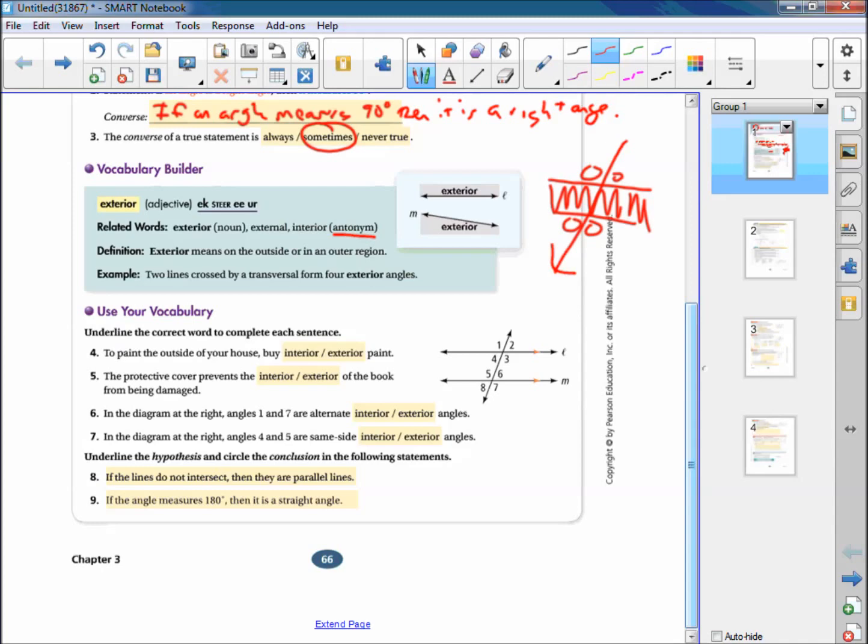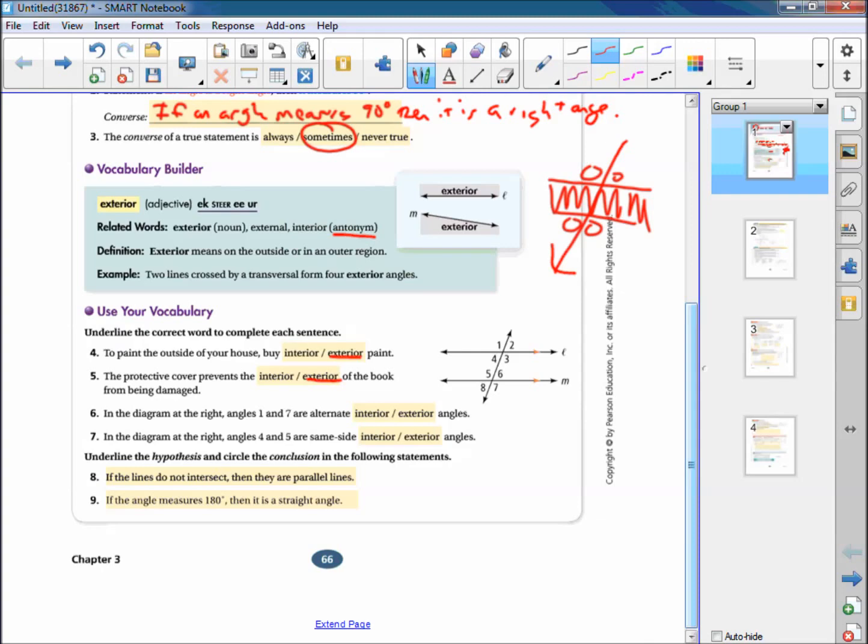All right, use your vocabulary. Underline the correct word to complete each sentence. To paint the outside of your house, you buy exterior paint. Why paint it with interior paint? It won't work. The weather will wear it off quickly. The protective cover prevents the exterior of the book from being damaged. It doesn't stop the interior when you flip it open.